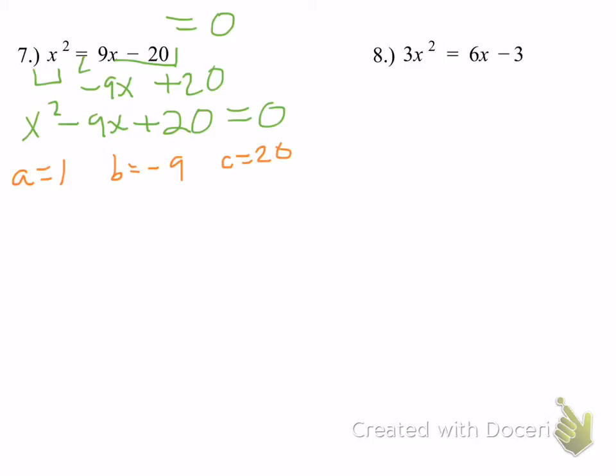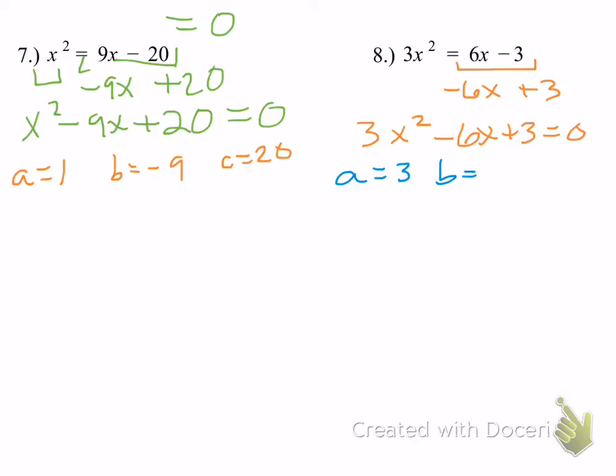Okay, so there's that one. And then for our second one, we do that same process. We need to move over the 6 and the -3. So we'd subtract 6x and add 3. So we'd have 3x squared minus 6x plus 3 equals 0. And then we could find our a, b, and c, where a is 3, b is -6, and c is 3. So what I want you guys to do now, pause the video again, finish these 2 problems, and check your answer.